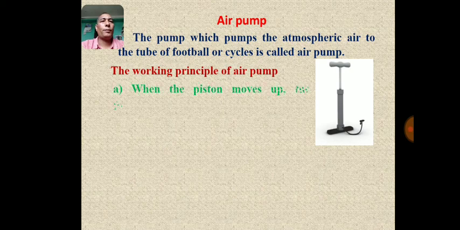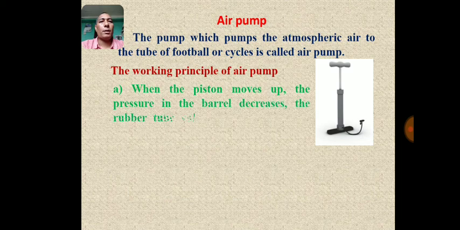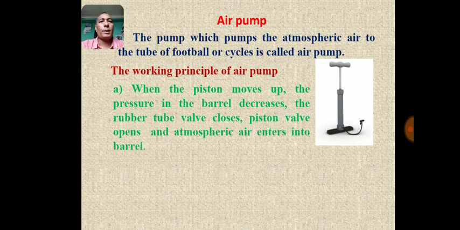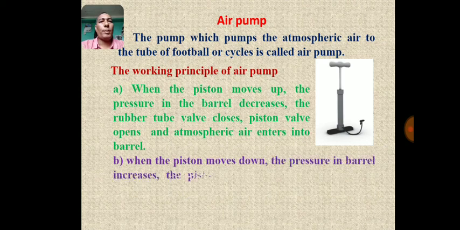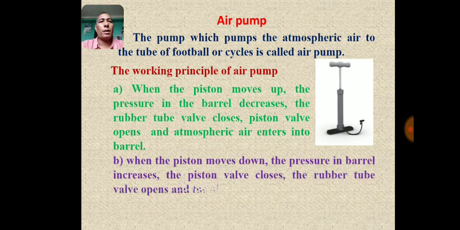A. When the piston moves up, the pressure in the barrel decreases. The rubber tube valve closes, piston valve opens and atmospheric air enters into barrel. B. When the piston moves down, the pressure in barrel increases. The piston valve closes, the rubber tube valve opens, and the air in barrel enters into tube.